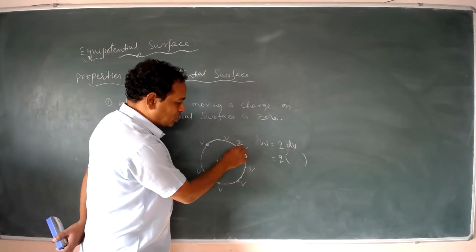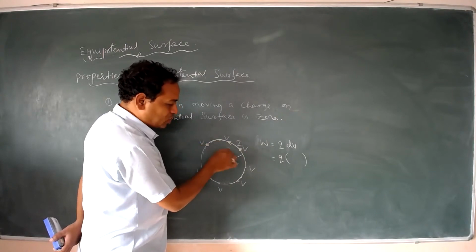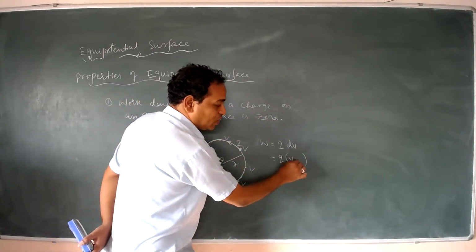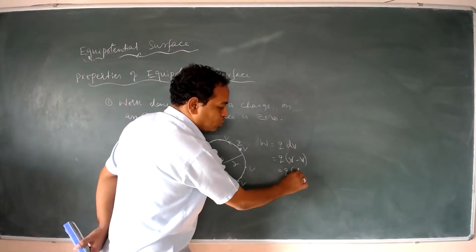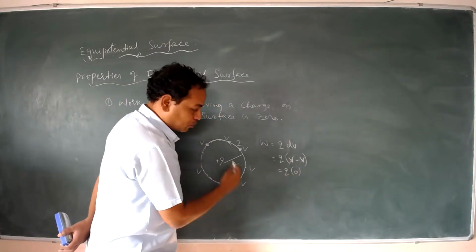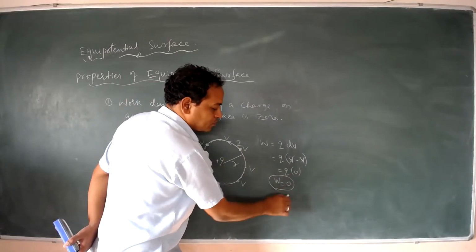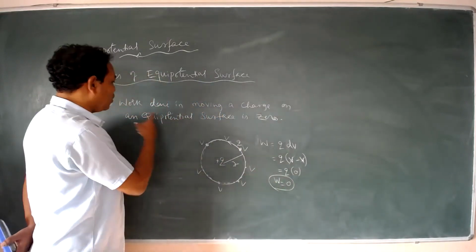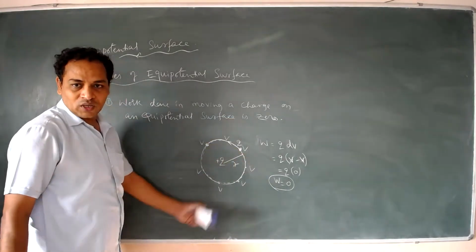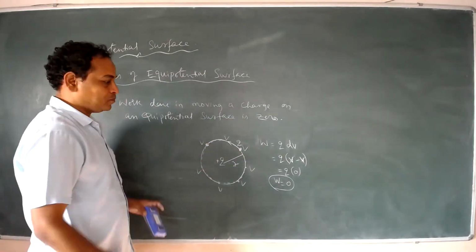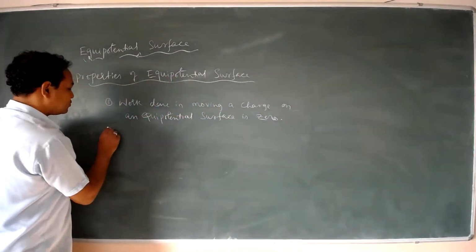When you are bringing a charge Q from this point to this point, it is the final potential minus the initial potential. Final is V, initial also V. So these two will get cancelled. So Q into the potential difference, which is 0, gives 0. So work is said to be 0. Therefore, the work done in moving a charge on an equipotential surface is 0. That is how it is 0. Got it? Right.